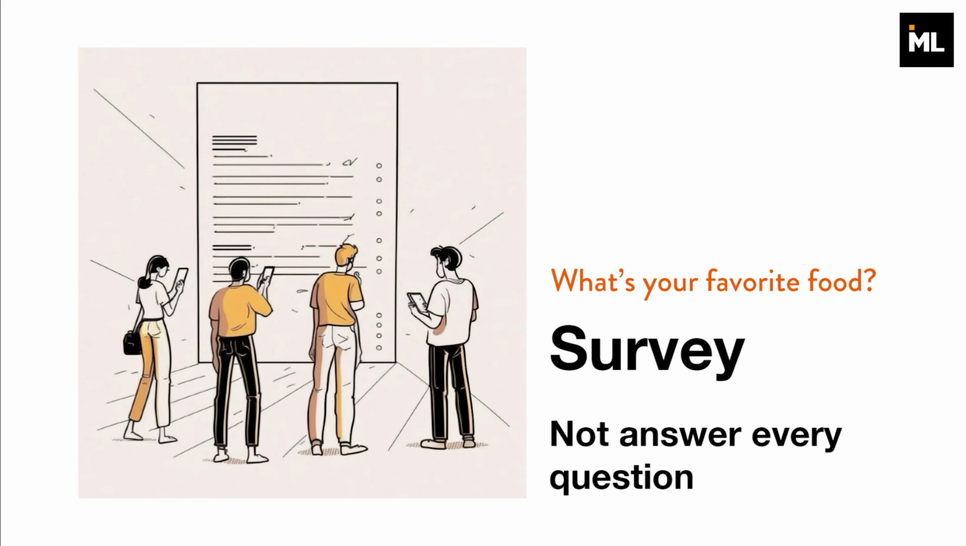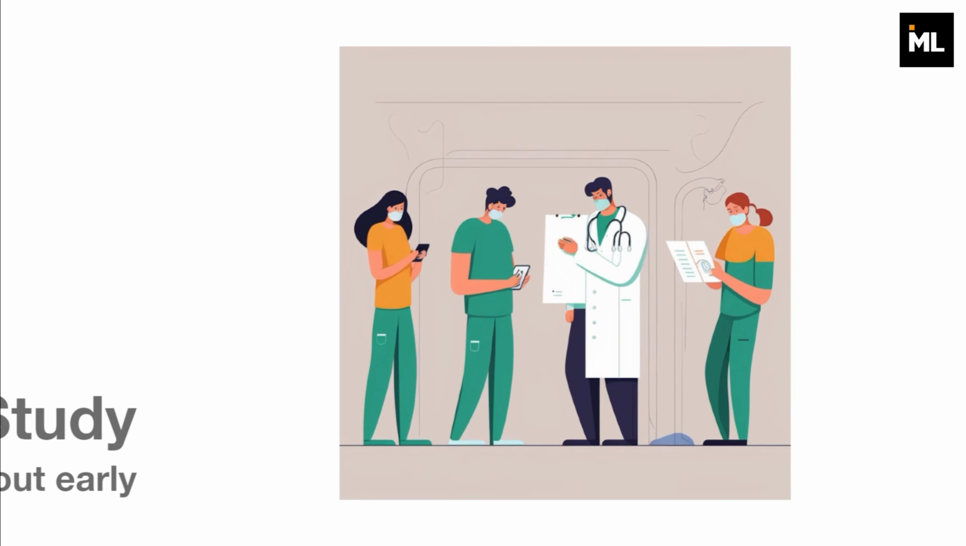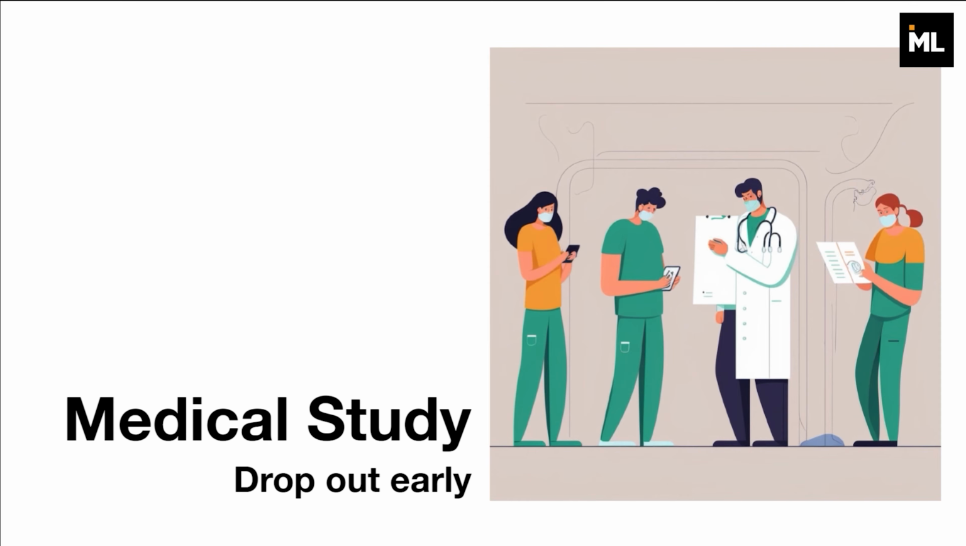Some people may not answer the specific question about food, which means that the data will be missing for these people. Another example of missing data is in medical studies. In a medical study, some patients may drop out before the study is complete. This means that the data collected from those patients will be missing. For example, imagine a study about the effectiveness of a new drug for lowering cholesterol. Some patients drop out of the study before it's finished. The data will be missing information about their cholesterol levels and other relevant medical information.